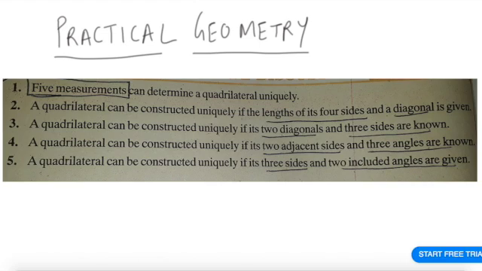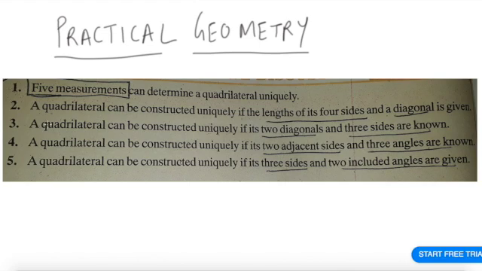So let us speak today about practical geometry. Practical geometry is used in real life by professions such as an architect or an engineer, maybe an electronics engineer or a civil engineer. These are a few professions that I can come up with right now.